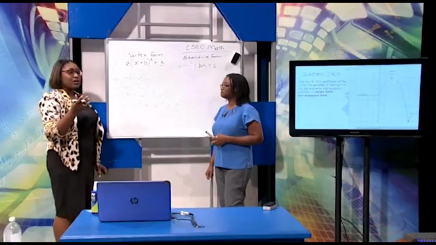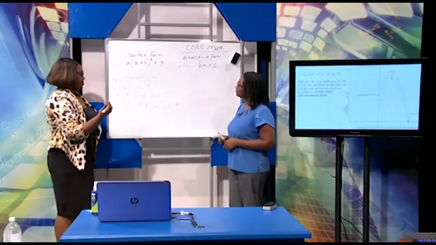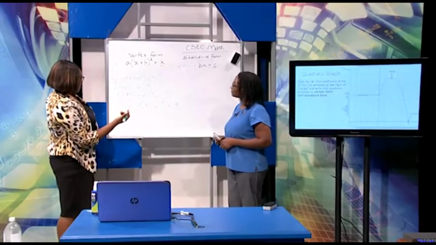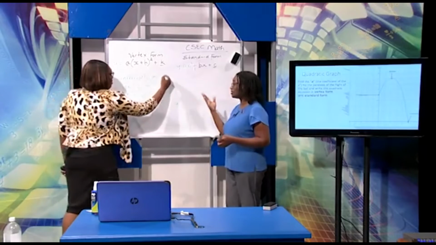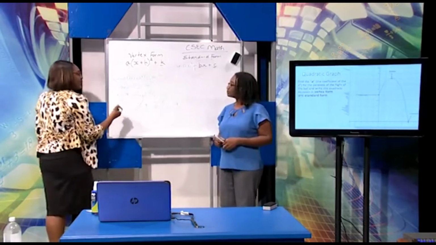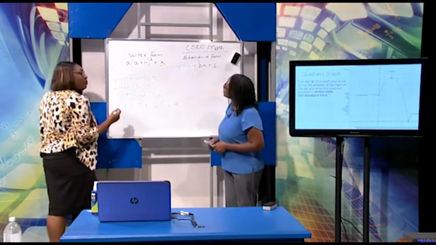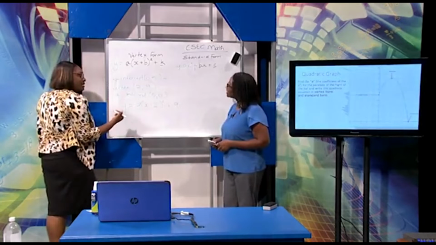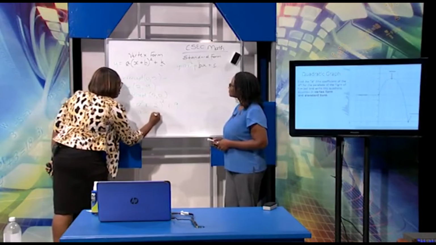All right, so let us attempt to find the value of a. Using one point on our graph, let us use our y-intercept. So in this case, when y is 5, my x is 0. So I'm substituting x is 0.